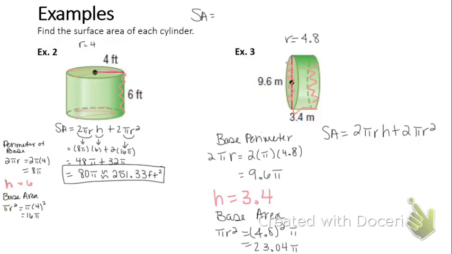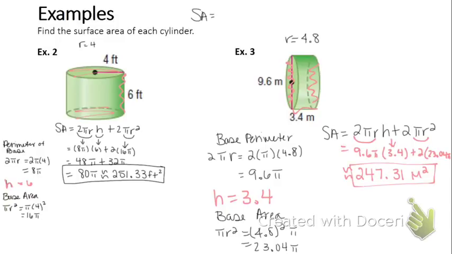So 2 pi r is 9.6 pi times our height of 3.4, plus 2 times 23.04 pi. And we can just do the rounded area. What's my rounded area? If you type that into your calculator, what do you guys get? 247.31. And it's surface area, so it's meters squared.